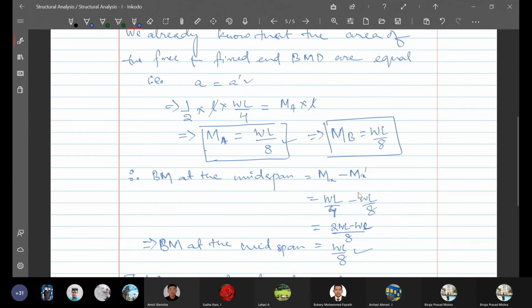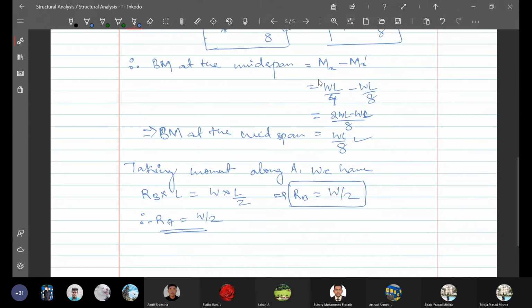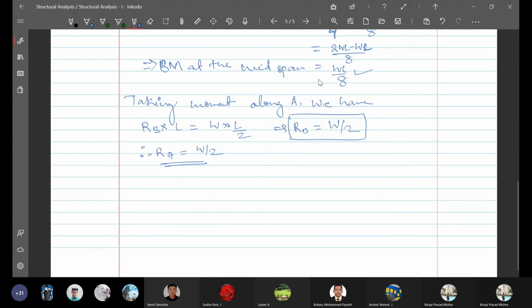Okay, so the shear force diagram will be like this.